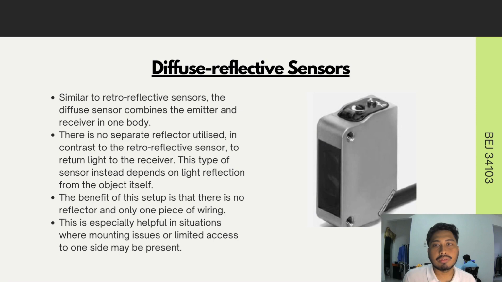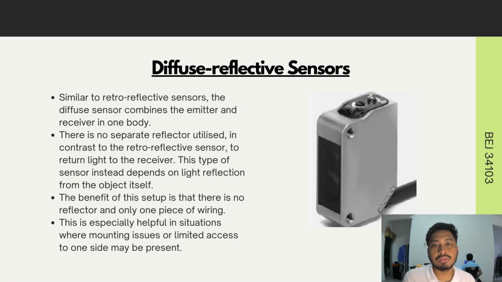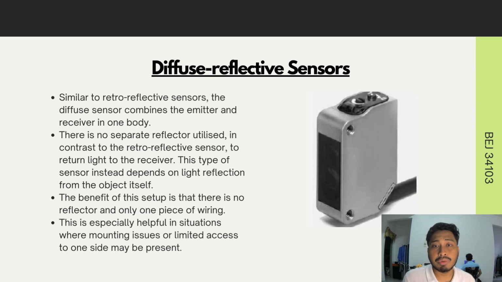For the diffuse reflective sensor, it is quite similar to the retroreflective. The sensor combines the emitter and receiver in one body. Unlike the retroreflective, there is no separate reflector utilized. The benefit of this setup is that there is no reflector and only one place of wiring. This is especially helpful in situations where there are mounting issues or limited access to one side.